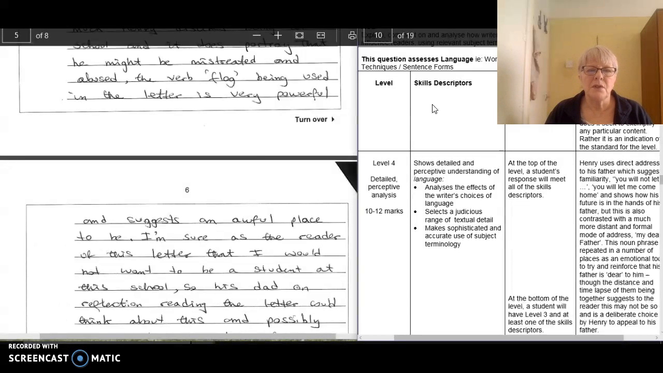You could have also mentioned that he uses direct address, so you and your, again trying to appeal to his father and put him in his shoes, or the fact that he uses repetition of the words my dear father on several instances could represent the fact that he's trying to tell his dad how much he cares about him and how much he misses him. But you could also go on to say that this could be a deliberate ploy to appeal to his father's finer feelings, because they've not actually seen each other for 2 years, so that bond can't be that close. So is it just a calculated use of language there?